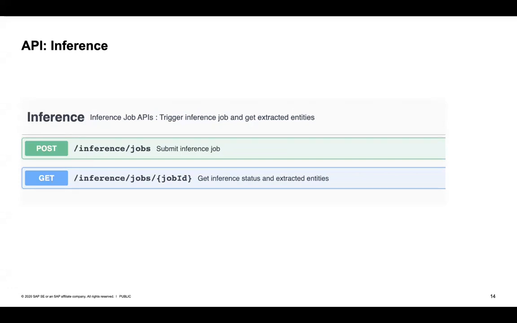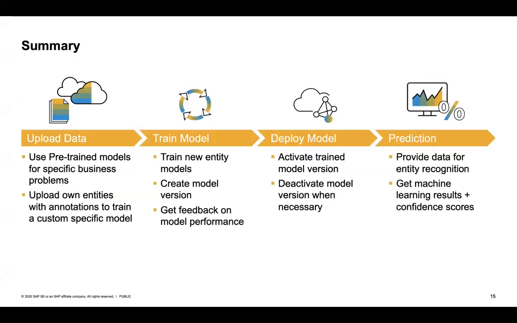Inference is an asynchronous process, so we have two APIs. One is to trigger the inference job, and the second one is to get the results of the inference job. So in summary, this is the typical flow of how the business entity recognition service works.